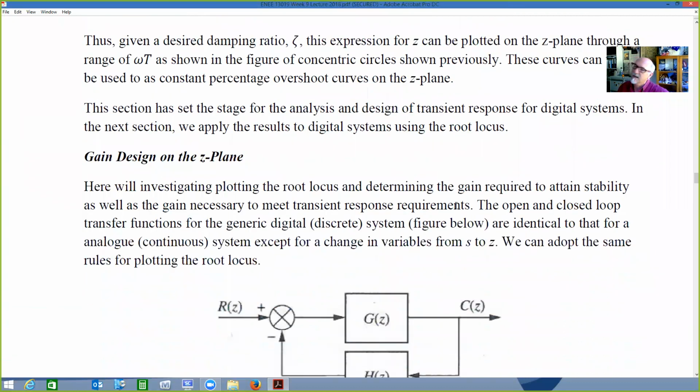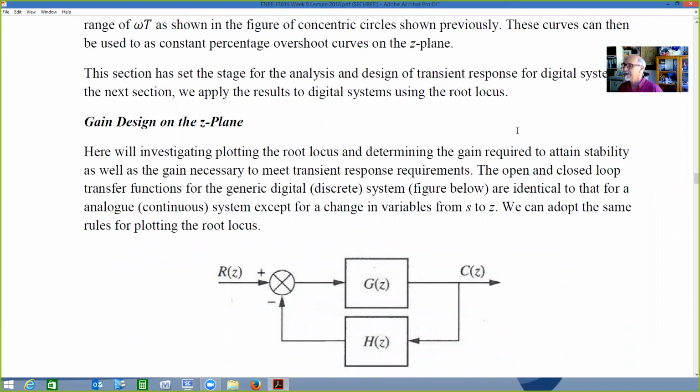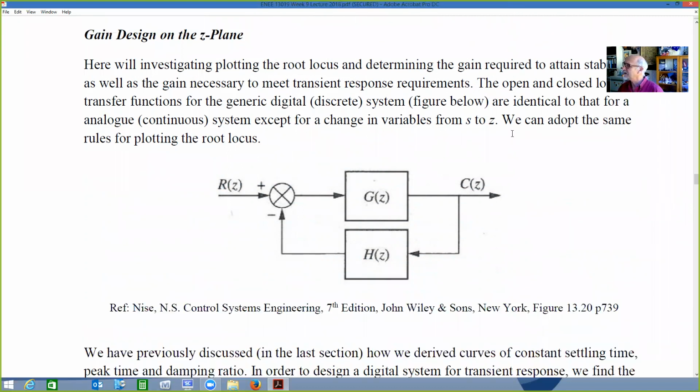So this is the key thing. There's your mathematical background. Don't freak out. Come and have a look at how we go about using those in a practical context. Here we're investigating plotting the root locus and determining the gain required to attain stability, as well as the gain necessary to meet transient response requirements.